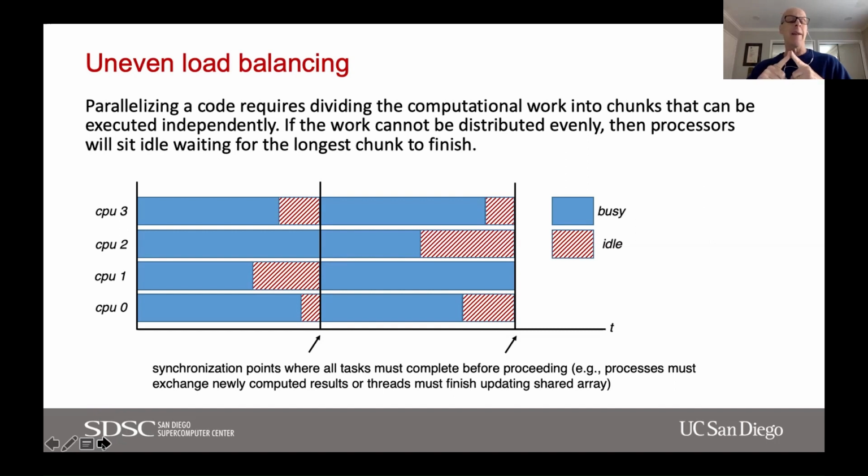it's going to take longer to finish, and the other CPUs are going to be waiting. They're going to be idle, waiting for CPU 2 to finish its work until we get to that synchronization point. Now we take the next chunks of work, we divide it up. In this case, it was CPU 1 who got the largest chunk. In this case, 0, 2, and 3 are going to be sitting idle. So this is going to affect the scalability of your application.